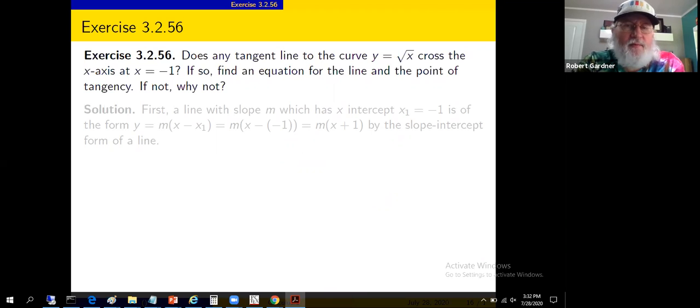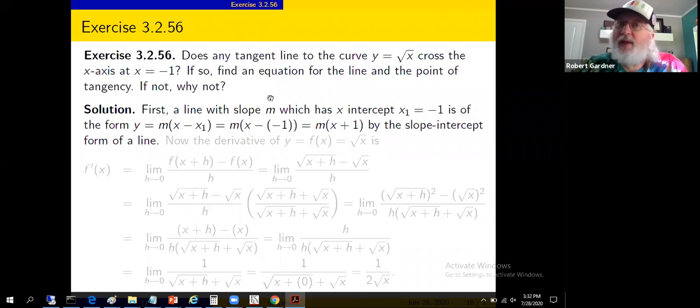All right, y equals the square root of x. We've dealt with that function several times. We've dealt with a graph of it not so long ago. It's half of a parabola, opening rightward in the first quadrant of the Cartesian plane. And they want to know, does a tangent line of this curve cross the x-axis at x equals -1? In your mind, you could draw a picture, or we can plow into the algebra.